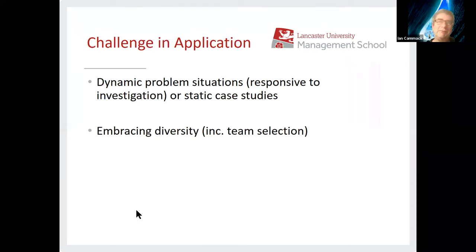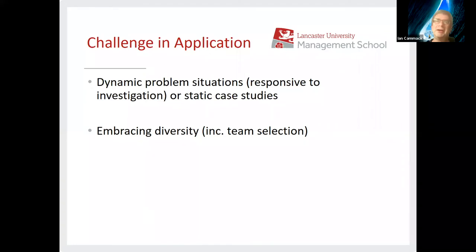Obviously all of that takes a lot of time to create, as opposed to a static case study that doesn't move and doesn't respond. Now, sometimes we try to get a halfway house by role playing some of the key stakeholders within a static case study and using that to stimulate or disrupt the application of the techniques, to encourage the students to think about what they're doing, how they're doing it, and why. But again, it's something we need to think about.